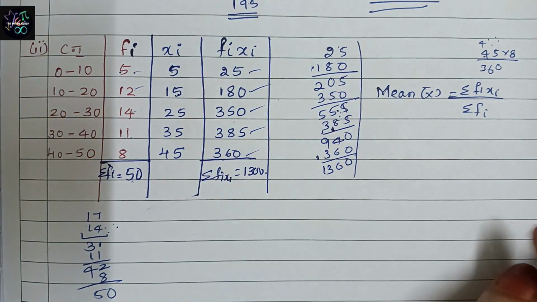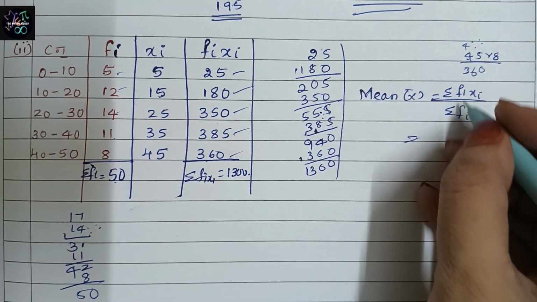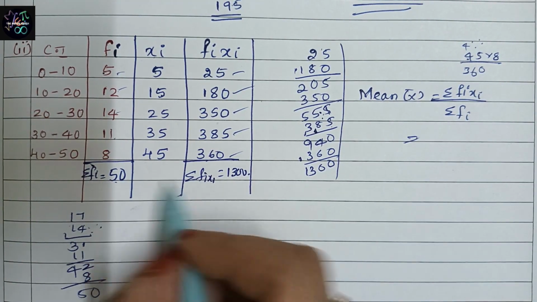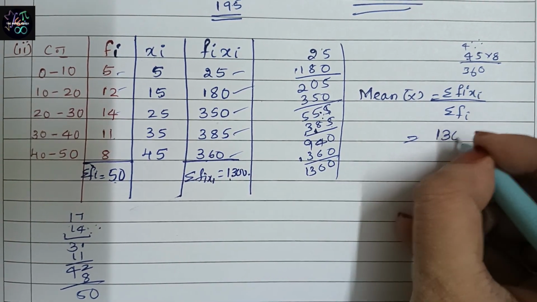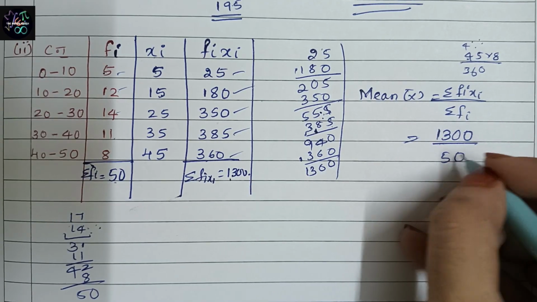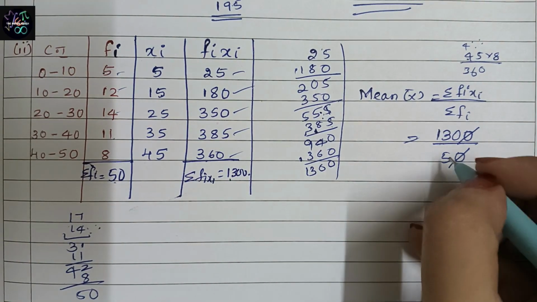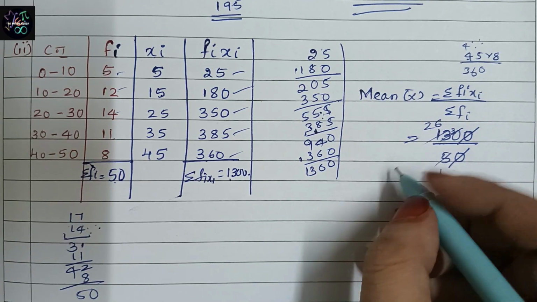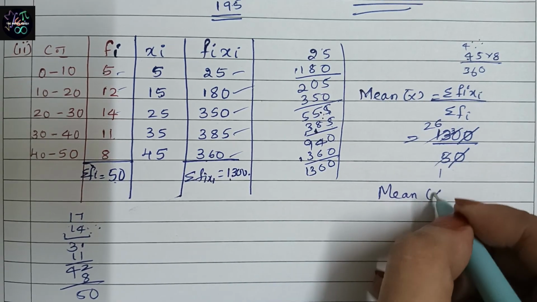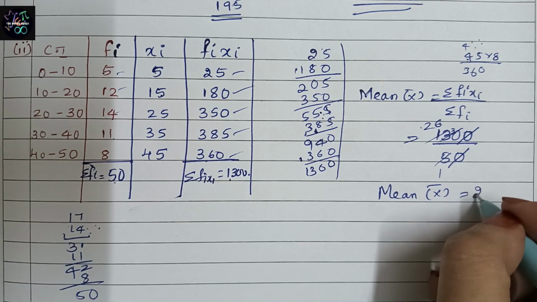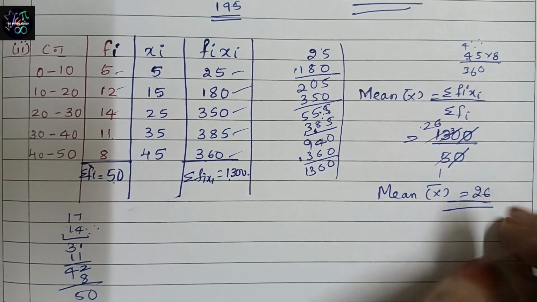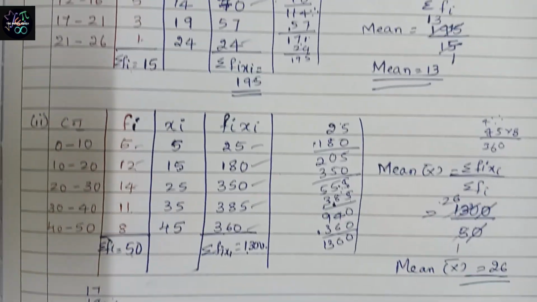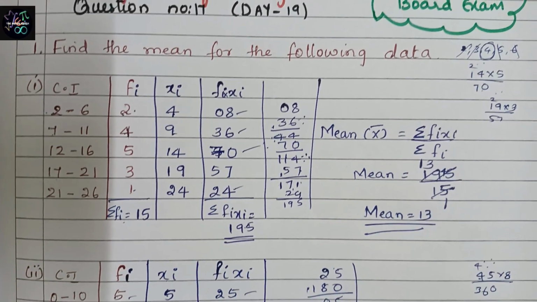So our formula is mean is equal to sigma fi xi upon sigma fi. Sigma fi xi is 1300 upon 50. This 0 got cancelled. 5 1s are 5, 5 2s are 10, 3 remains, 5 6s are 30. So the mean answer is 26. In this way we should find the mean, which are very important questions for the board examination.